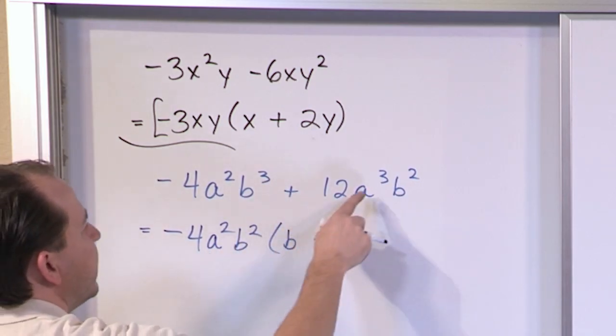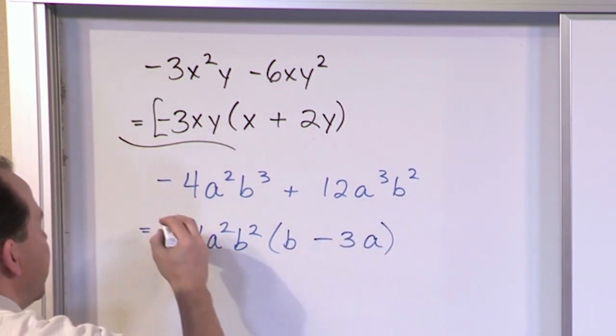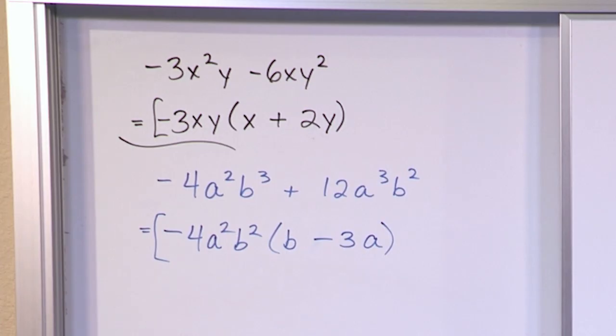A squared is what I pulled out. I have one more a inside. I pulled out both b's, so I'm done. That's the answer, -4a squared b squared, open paren b minus 3a.